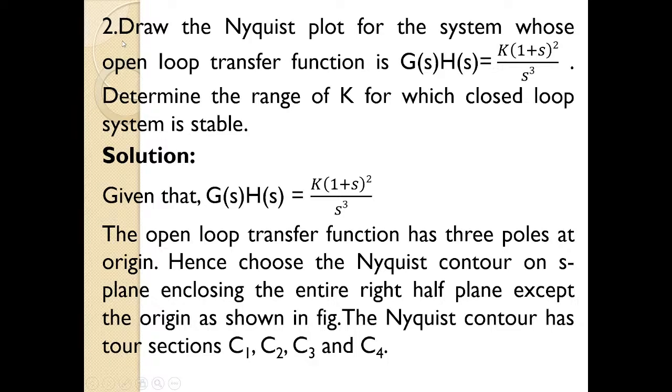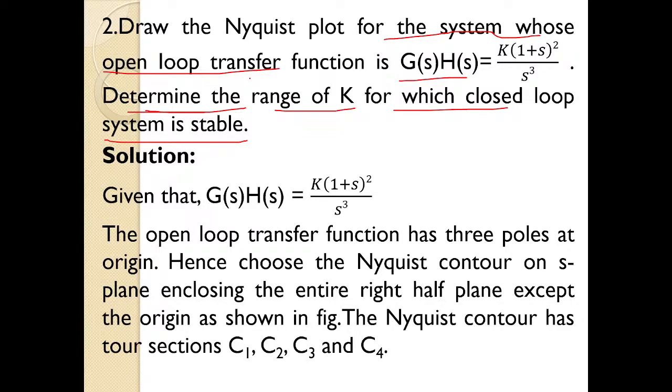So in this numerical problem, we have to draw the Nyquist plot for the system whose open loop transfer function is G(s)H(s) = K(1+s)^2/s^3. And we have to determine the range for K for which the closed loop system is stable. So there should be a lower value and a higher value of K. K should lie between two values.